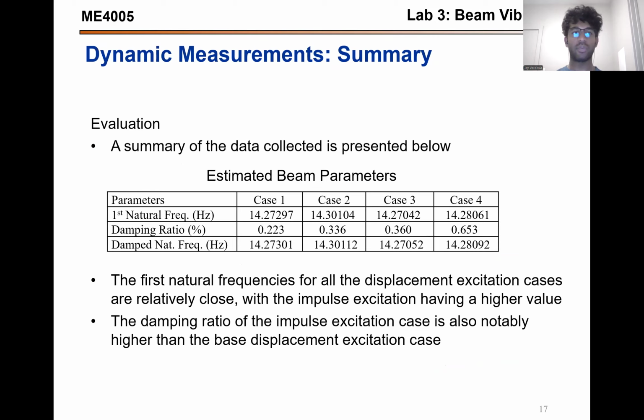These are the estimated beam parameters. As you can see, all the first natural frequencies are approximately equal, more or less, with an increasing damping ratio from case 1, 3, and 4, and case 2 having a slightly higher than expected damping ratio than case 1, despite both of them having no damping.